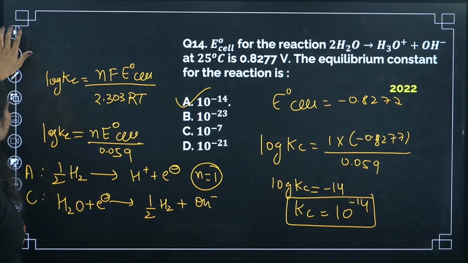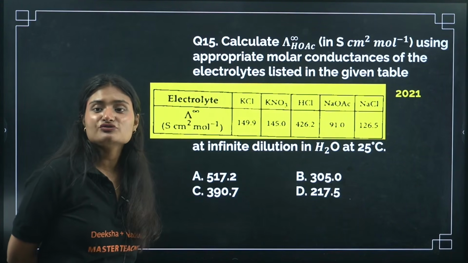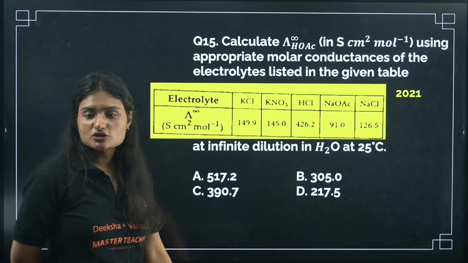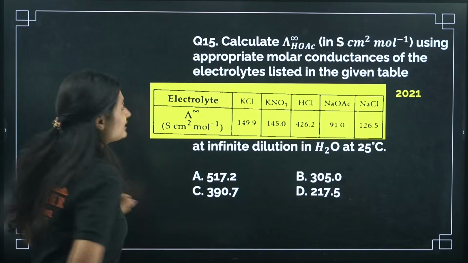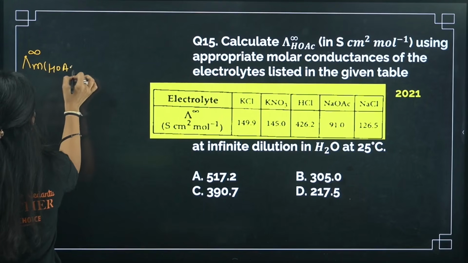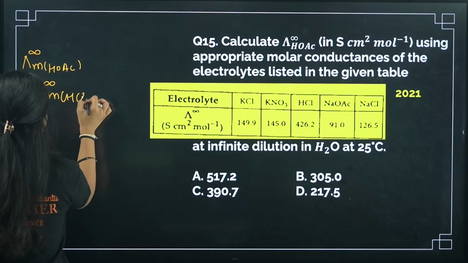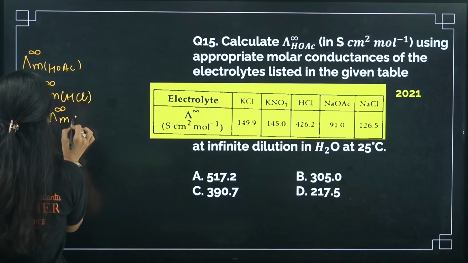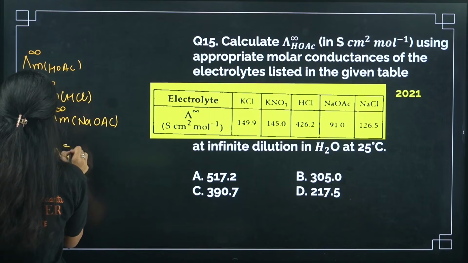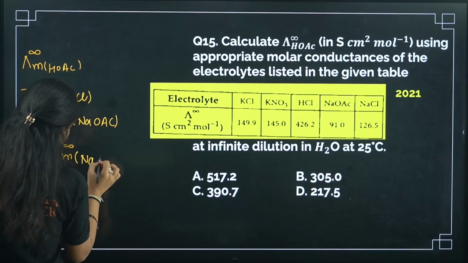Let's move on to the last question. Are you ready? Very easy. You need to calculate the molar conductance at infinite dilution for HOAc, right? All the values are given: KCl, KNO3, HCl, NaOAc, NaCl is also given. Some extra values are also given to confuse you. So what will it be equal to? According to Kohlrausch law, it will be equal to molar conductance at infinite dilution for HCl plus molar conductance at infinite dilution for NaOAc, sodium acetate, minus molar conductance at infinite dilution for NaCl, because NaCl is extra and provides the ions of HOAc.